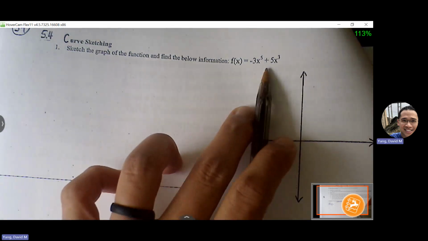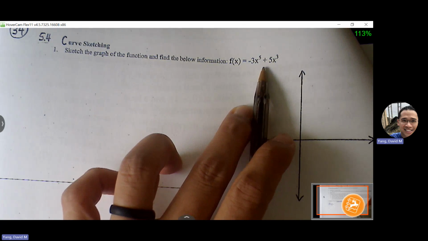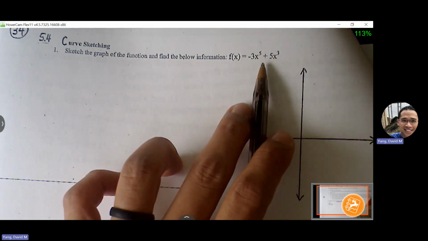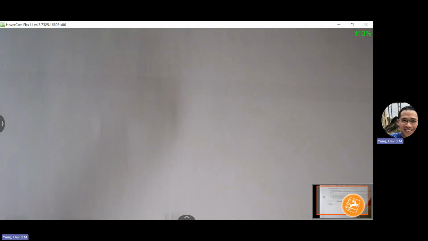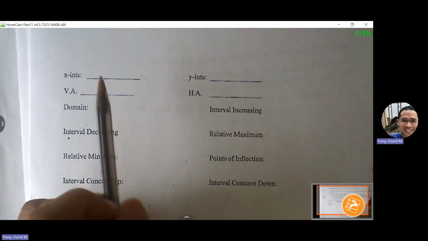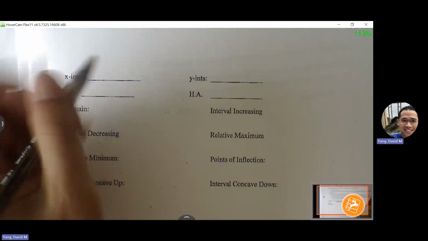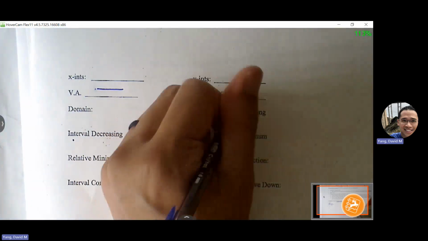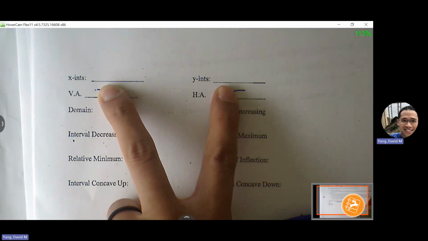Okay, so first off, we know this is a polynomial, right? So there's not going to be any breaks in the graph. There's no holes. There's no vertical asymptotes. So at the bottom here, this is the information we're going to eventually try to gather. So we don't have to worry about vertical asymptotes.